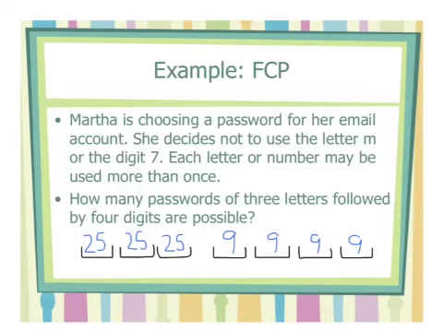So once we do all that math, we get 102,515,625 possible combinations. So it's going to be quite difficult for somebody to hack into Martha's account.